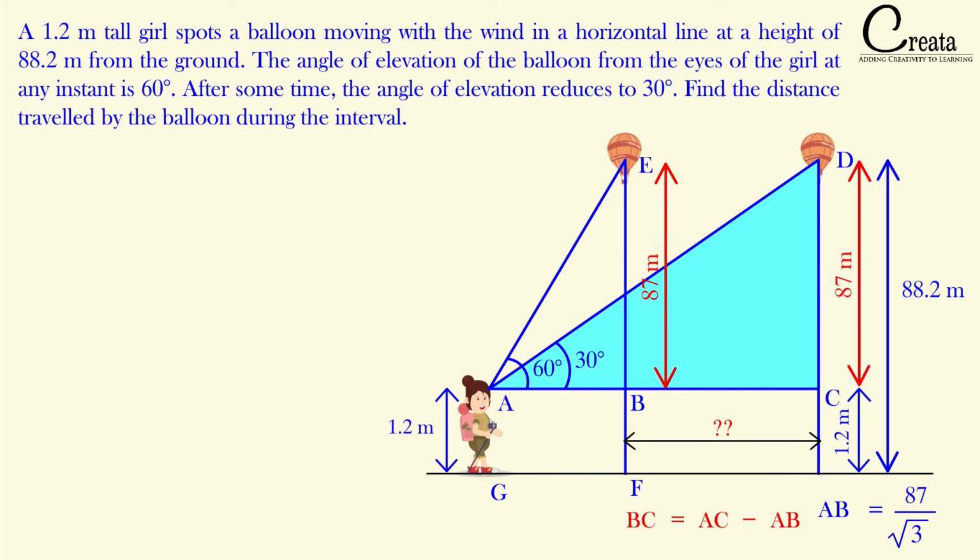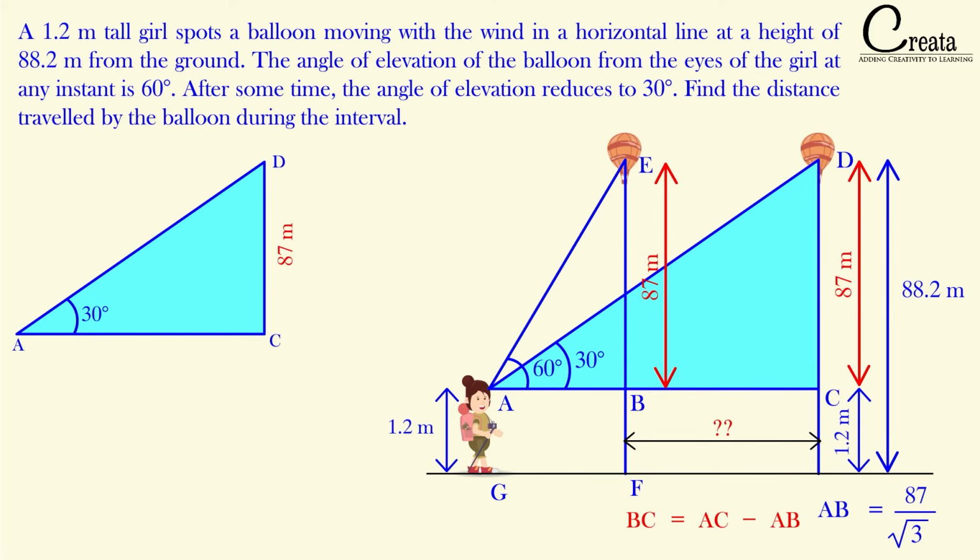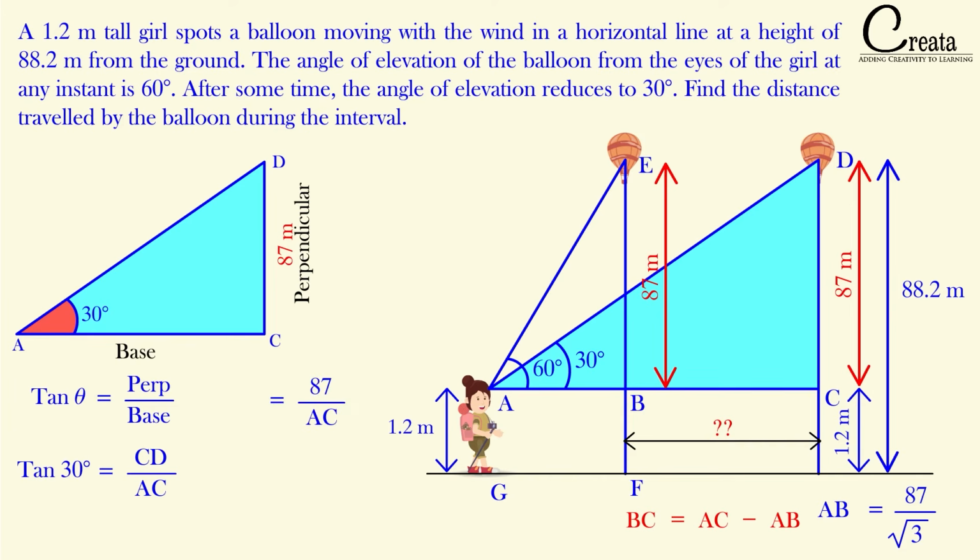Further, let's take the second triangle, the triangle ACD. Here the perpendicular is CD, which is the side opposite to a trigonometric angle 30 degree, and AC is the base of this triangle. Here again tan theta will be applicable, which is perpendicular upon base. So tan 30 degree is equal to CD upon AC, and CD it is given as 87 meter that we have just calculated.